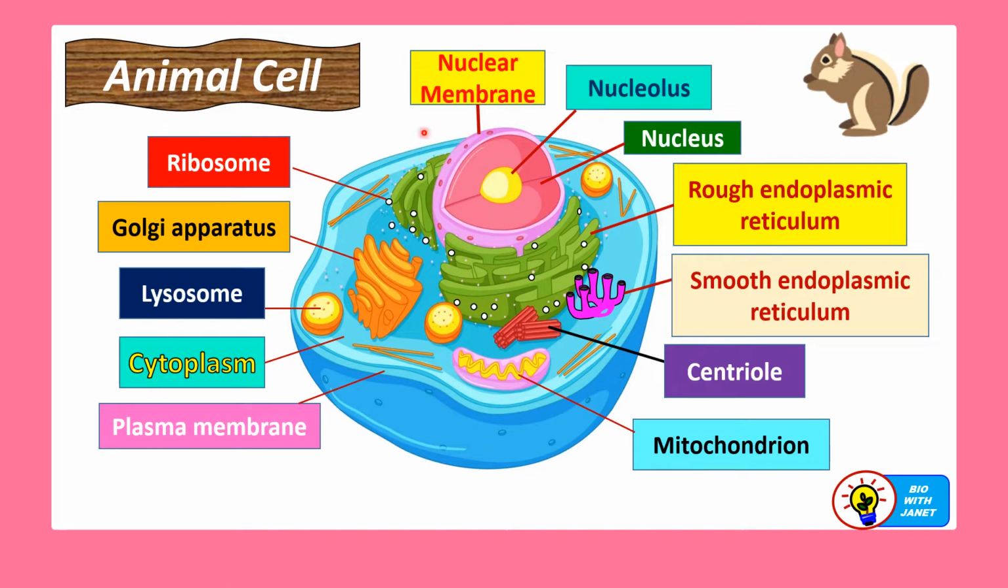Right, so overall, these are the structures that are found in the animal cell, such as the nucleus that contain the nuclear membrane and the nucleolus. Then you have the rough endoplasmic reticulum, the smooth endoplasmic reticulum, centrioles, mitochondrion, plasma membrane, cytoplasm, lysosomes, Golgi apparatus, and ribosomes. So we'll be discussing the structures and functions of all these structures in the next few slides. Okay, so this is an animal cell. Let's look at the plant cell.